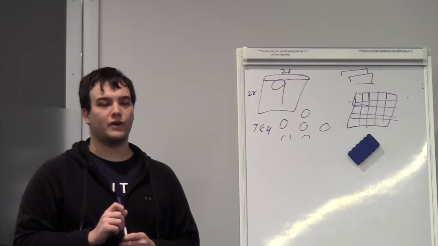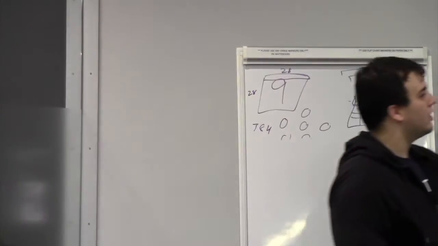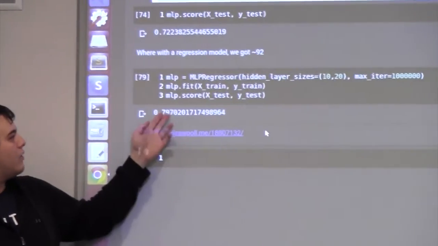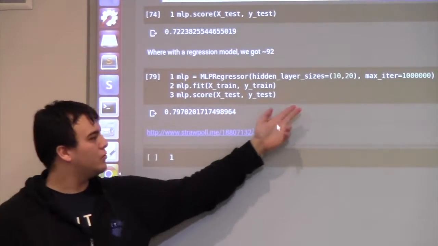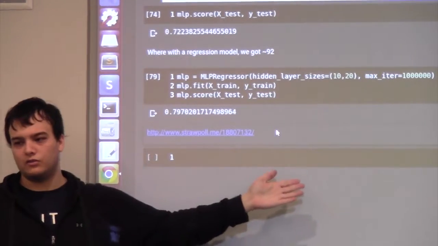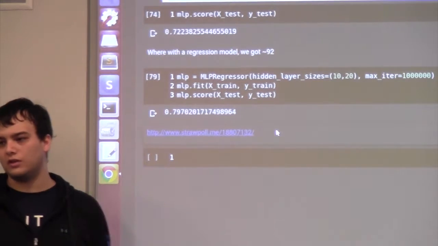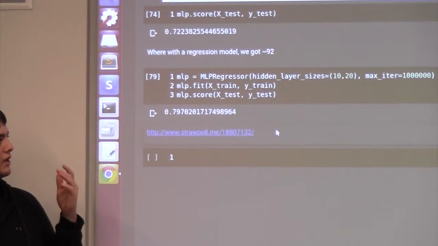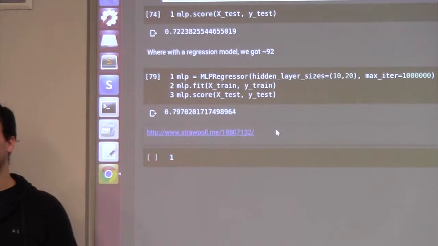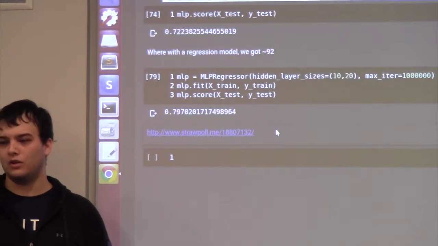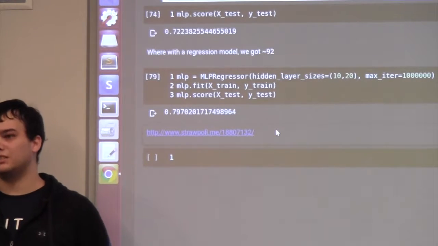It doesn't always have high accuracy, as we see right here. With our regression model, we got about a 92% score. However, with this, it's about 80, and that's even after putting 2 layers of 10 and 20. So it's not always more reliable, but sometimes it is, essentially.